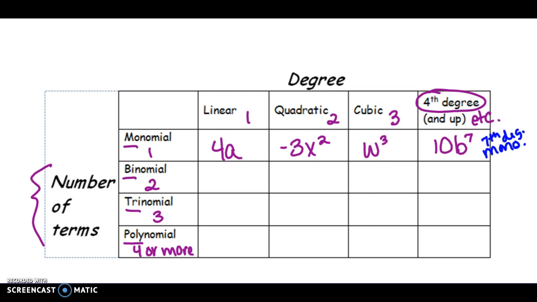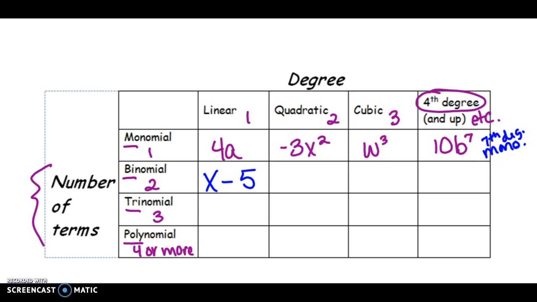Let's move on to binomials. So now we're going to be adding or subtracting two things. So let's do a binomial that's linear. Well, if my highest exponent can be 1, then x minus 5. So x is a monomial, 5 is a monomial. I'm subtracting them, but the highest exponent I see, which is the 1 on that x, makes it linear.